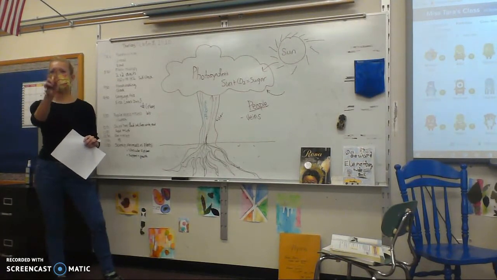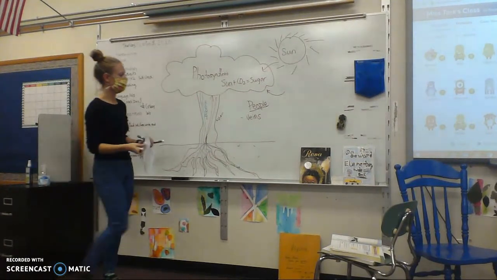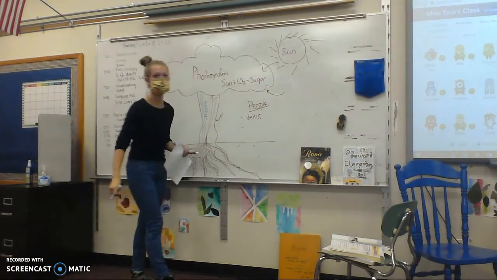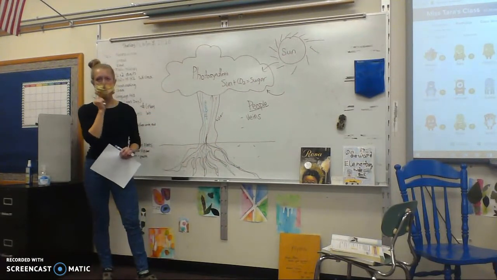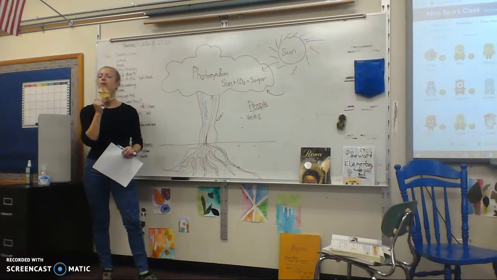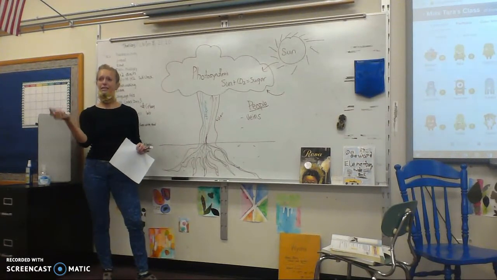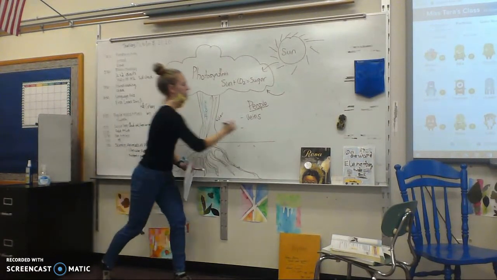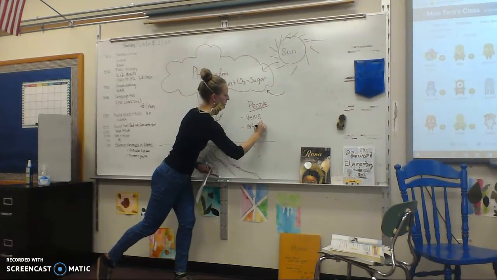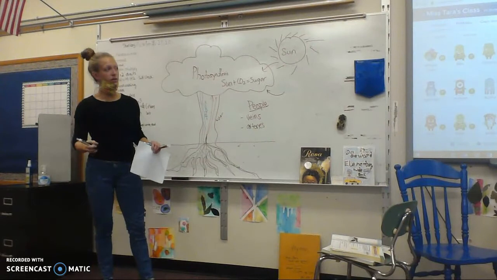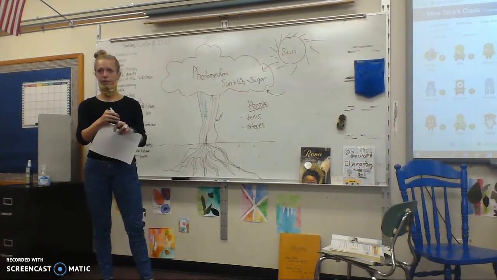We're going to pause there. Tell me the two structures that you're talking about. Veins and arteries. Good. So the phloem and the xylem in plants are comparable to veins and arteries in people. And we are going to pause there, and we're going to watch a quick video, and then we're going to discuss, okay?